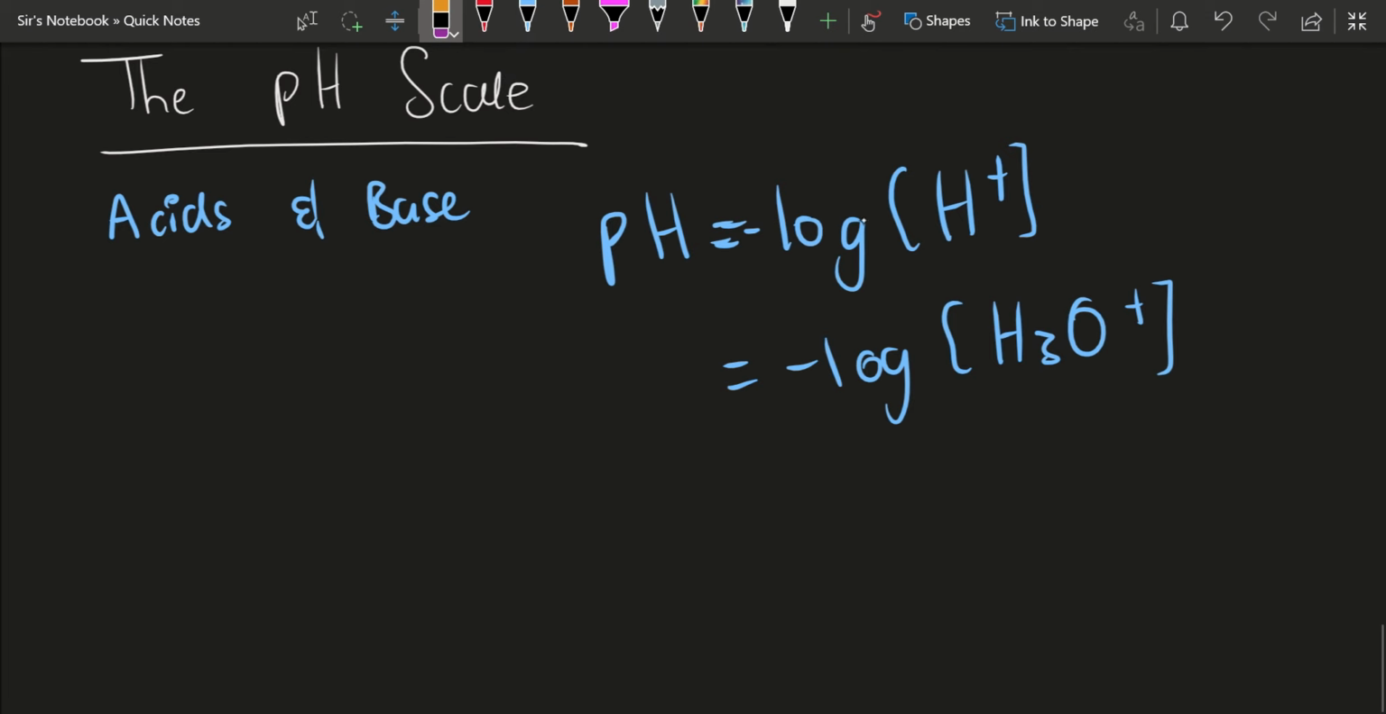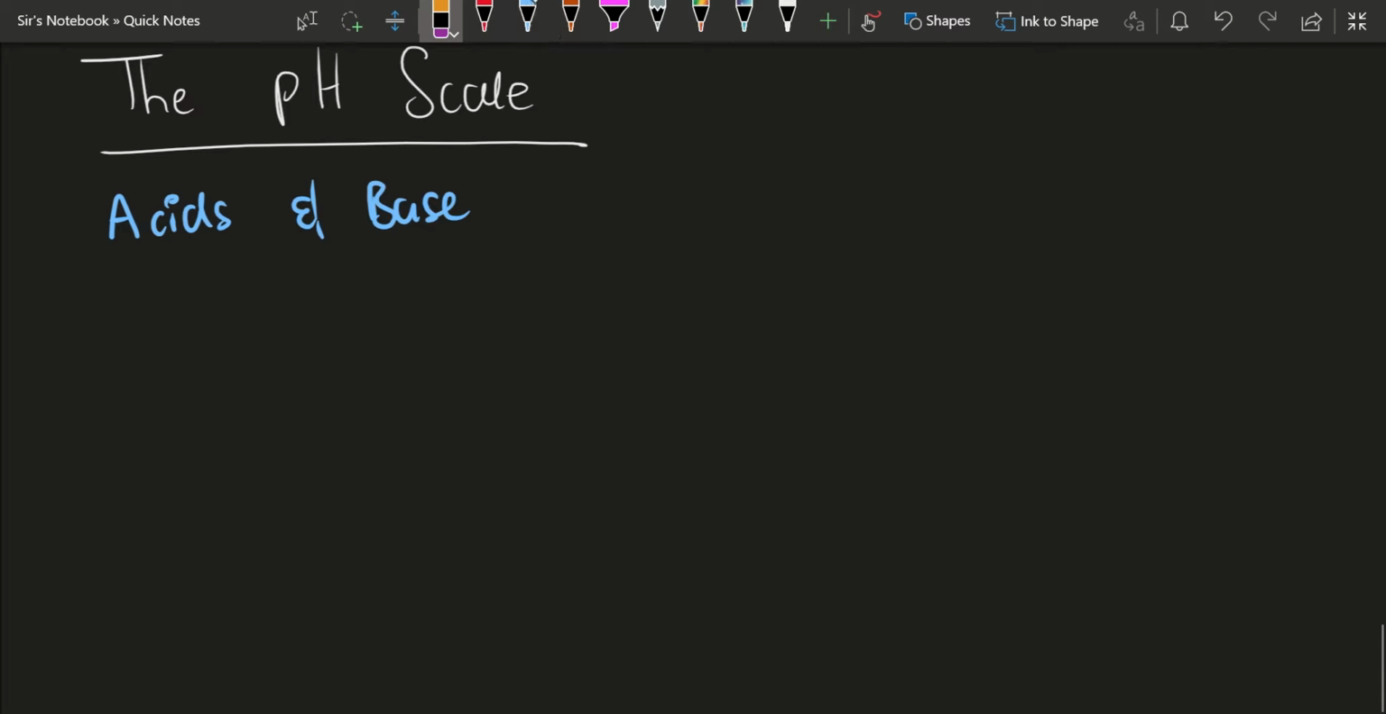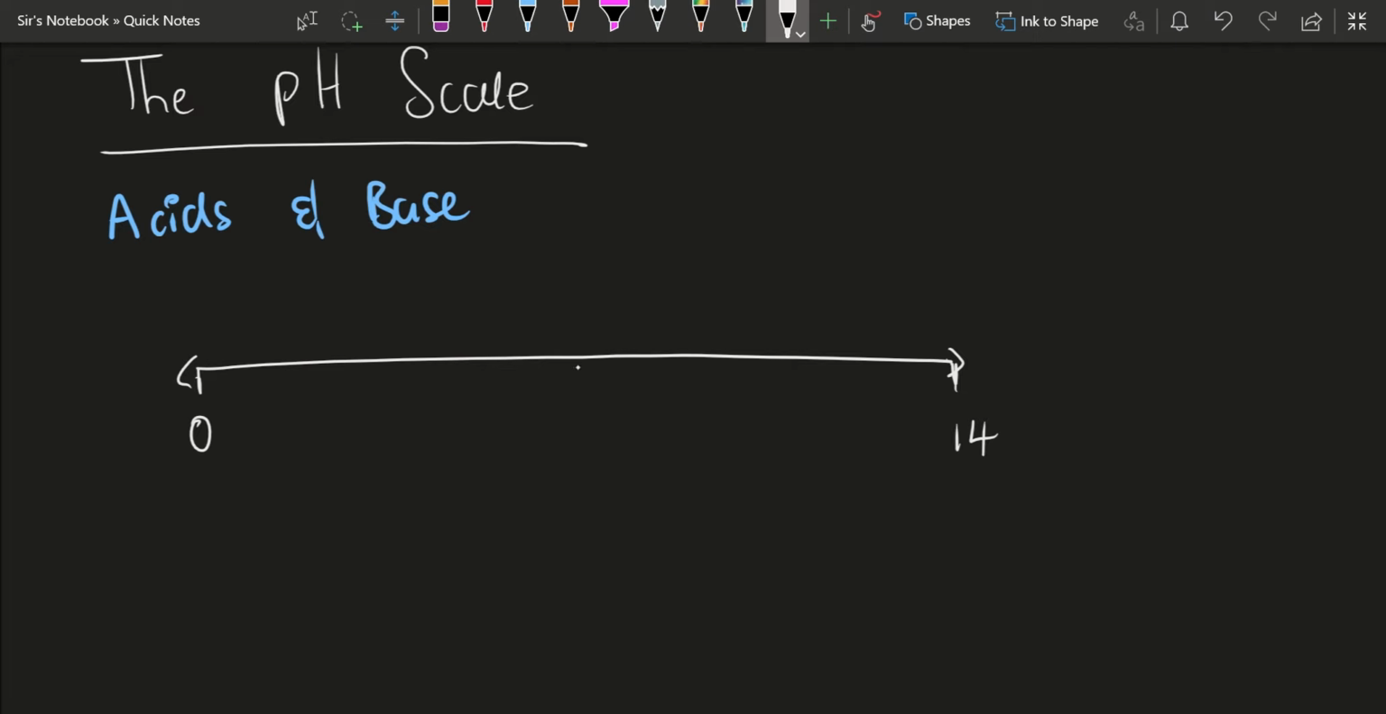So how exactly does the pH scale look? A pH scale ranges from 0 all the way to 14. I'd have my 0 here, and I would have my endpoint here, which is 14. And then obviously, in the middle, we would have 7.